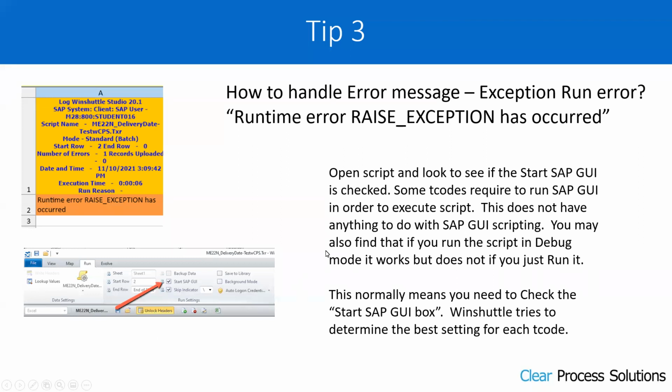One other thing you might notice is if you run your script in debug mode and it works, but it doesn't work in run mode, then normally that means you need to have this box checked and you currently don't have it checked. So Winshuttle normally tries to check this box on T codes that require the GUI to start, but it doesn't always get it right depending on what you're doing in your script. So this is how you resolve your runtime errors.